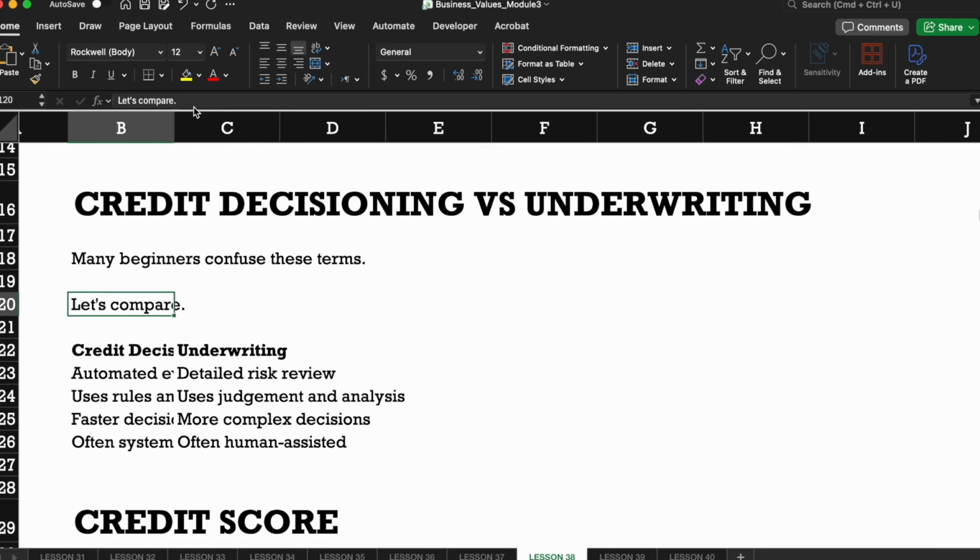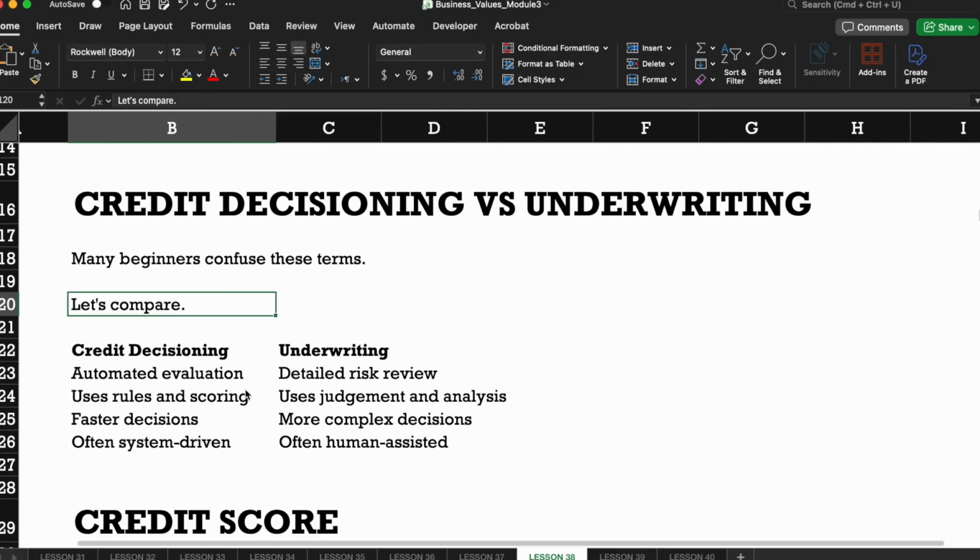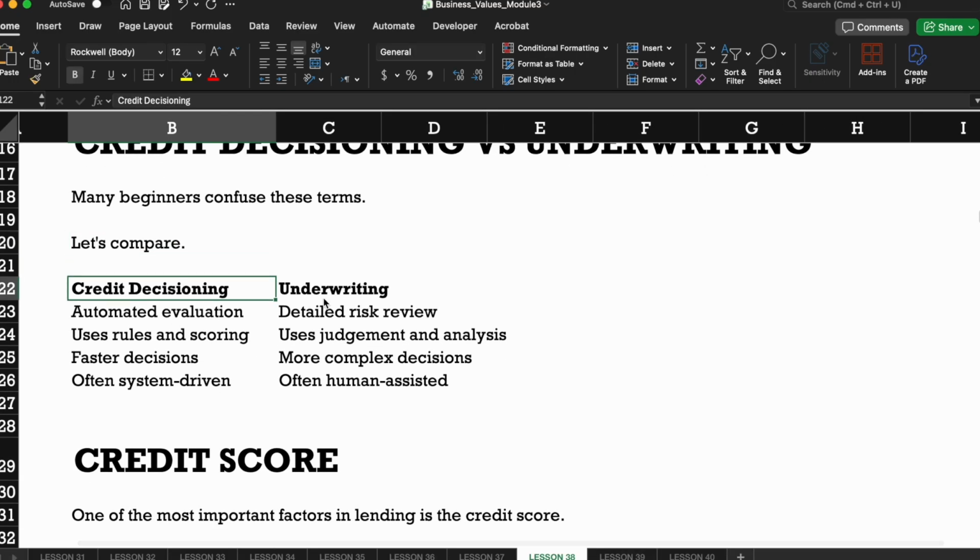Let's compare credit decisioning and underwriting. Credit decisioning is automated evaluation, using rules and scoring, with faster decisions, and is often system driven. Underwriting is detailed risk review, using human judgment and analysis, with more complex decisions, and is often human assisted.